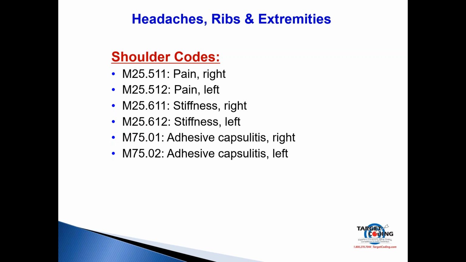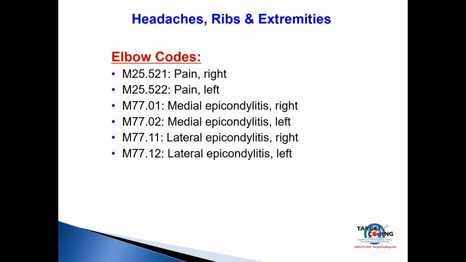Shoulder stiffness, that's pretty common, M25.611 on the right, 612 on the left. Adhesive capsulitis on the right, M75.01, left, M75.02. So you can see the pattern with extremities. The right side is designated by the number 1. The left side is designated by the number 2. Let's move on over to elbow codes.